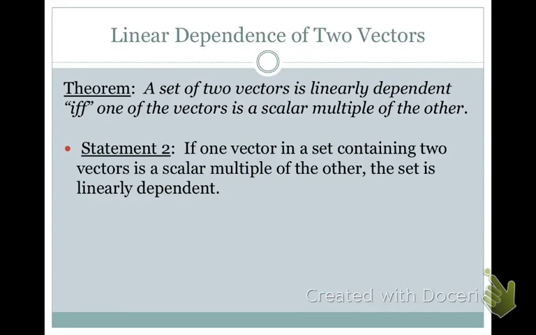We've now completed the proof of statement 1, but remember we said that the theorem would not be complete until we proved both statements. So I would like for us to look at statement 2. It says, if one vector in a set containing two vectors is a scalar multiple of the other, the set is linearly dependent. I would like for you to now pause the slides and actually go about implementing the steps of our technique to see if you can prove this statement.